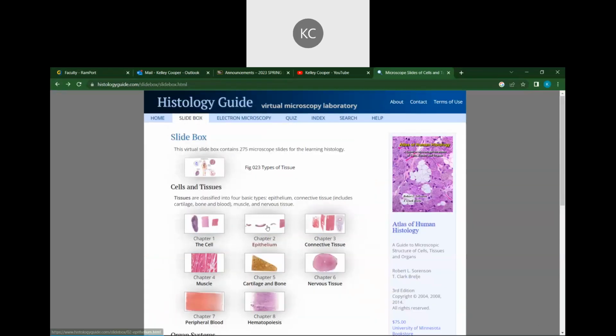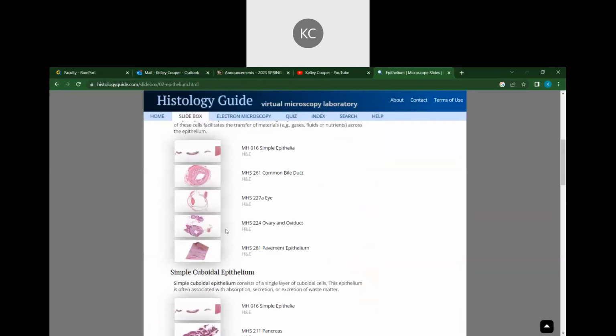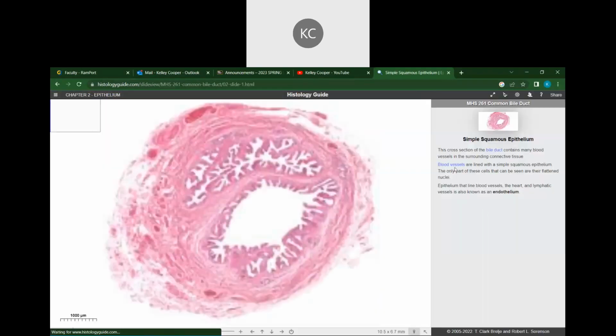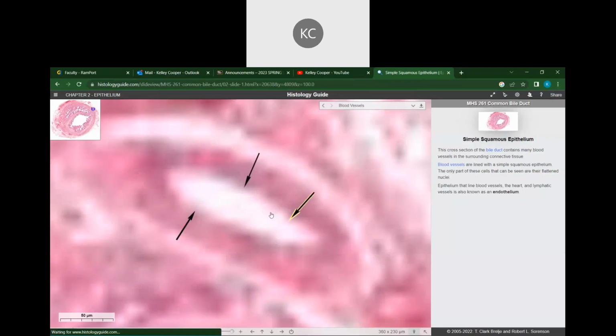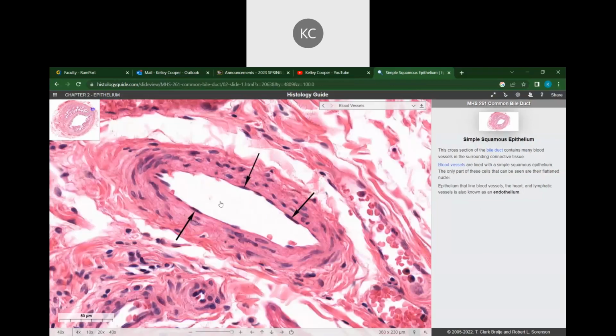So if we go back to epithelium, you can look at some other examples here, and remember, come over, look at the inside of a blood vessel. You have the inner lumen, this is where the blood would actually be circulating, and lining the inside of this is our epithelium, sometimes called the endothelium, with our blood vessels. And this is an example of a simple squamous epithelial tissue, right?